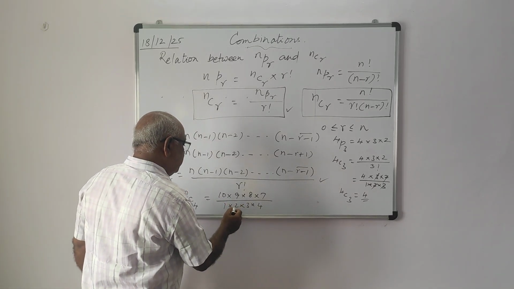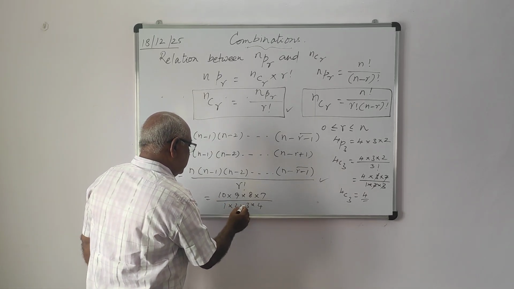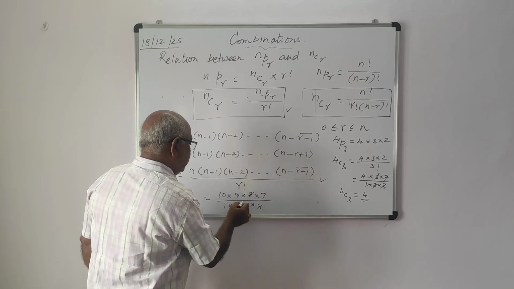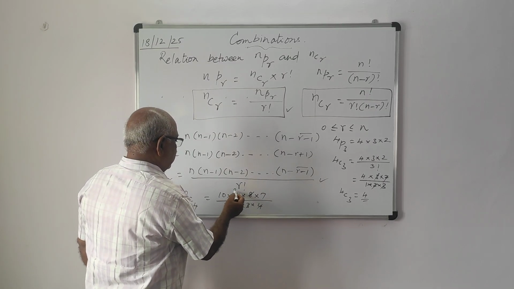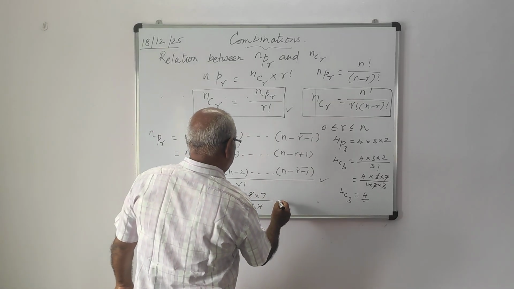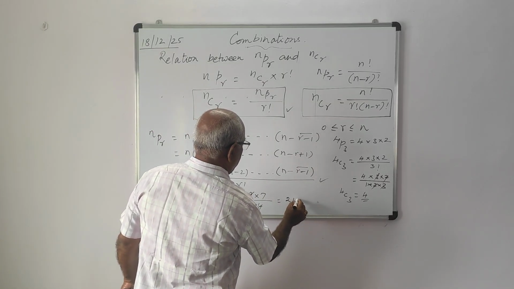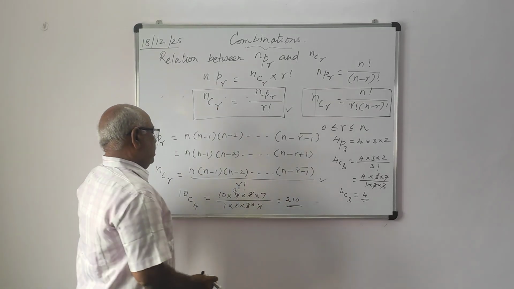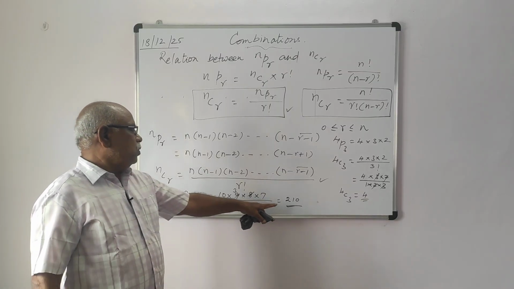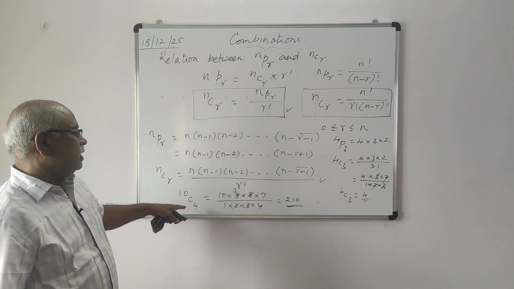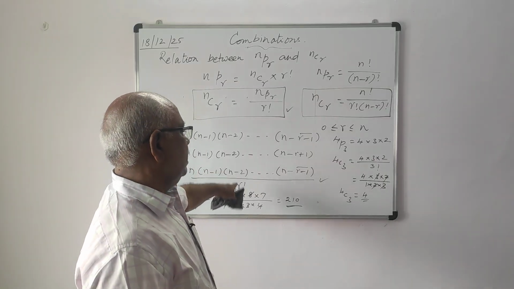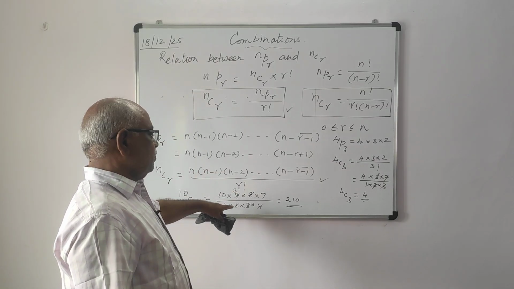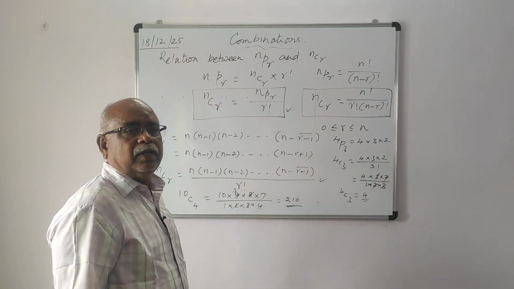We can simplify. 2 4s are 8, 3 3s are 9. 10 into 3 is 30. 30 into 7 is 210. So 10C4 is 210. Like that, you have to determine the values of combinations of things taken some at a time. And these are the methods of solving the simple problems. Okay?